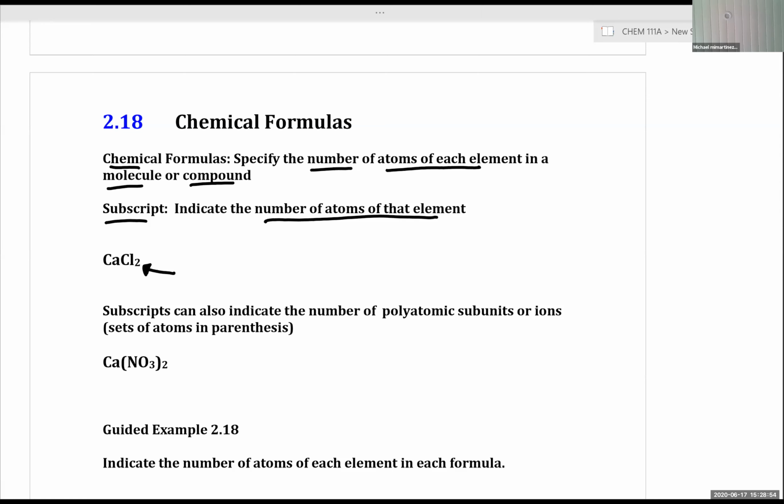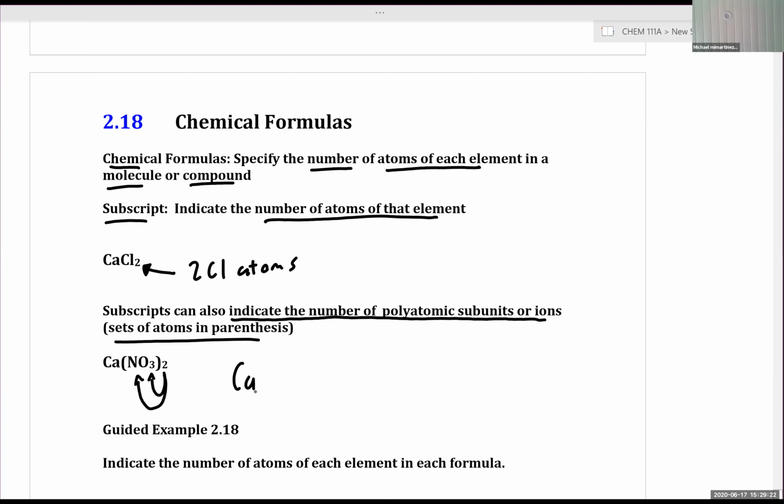After that question was addressed, so looking at calcium chloride, how many chlorine atoms do we have? 2. So we have 2 chlorine atoms because we have a subscript of 2. Subscripts can also indicate the number of polyatomic subunits or ions. So this 2 applies to all species in the parentheses. So in calcium nitrate, we have 1 calcium atom and 2 nitrate polyatomic ions.